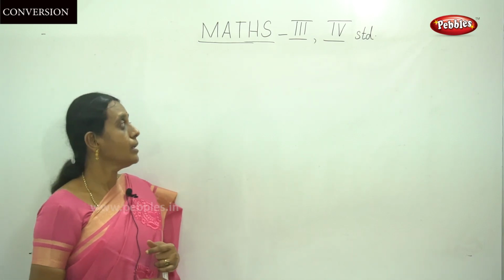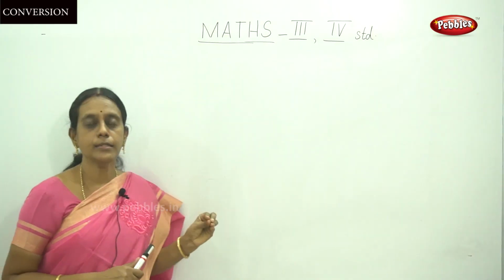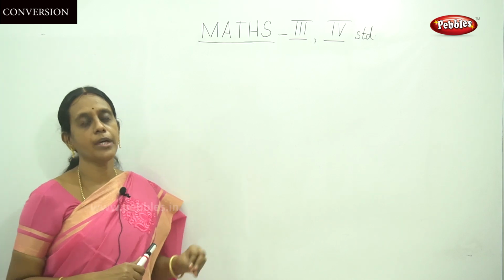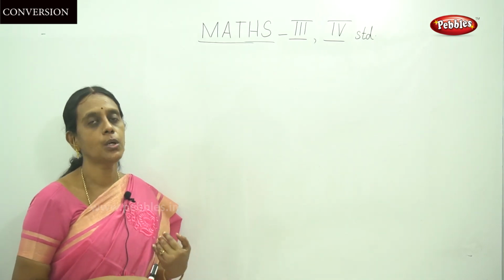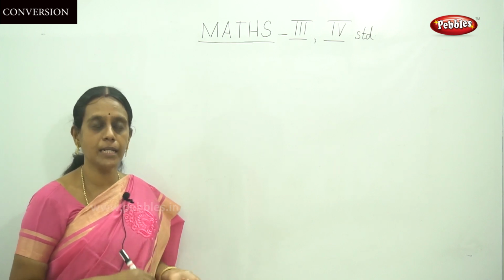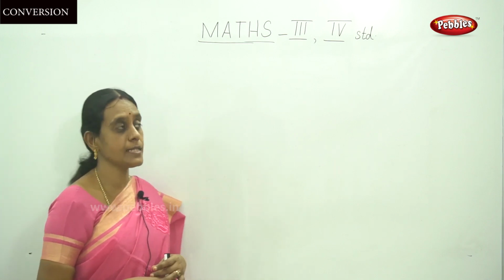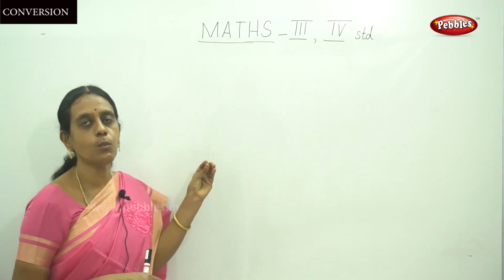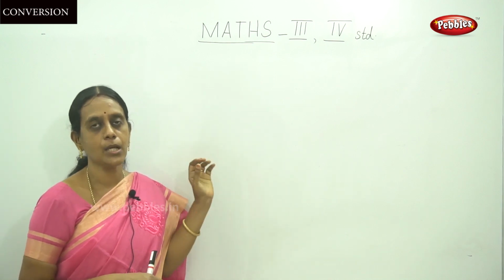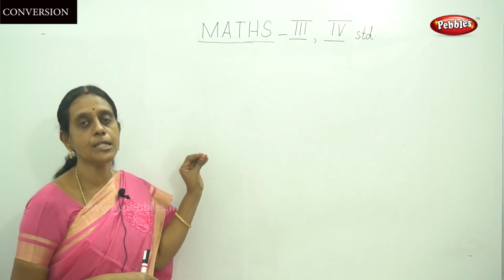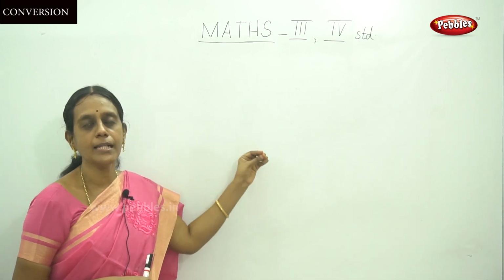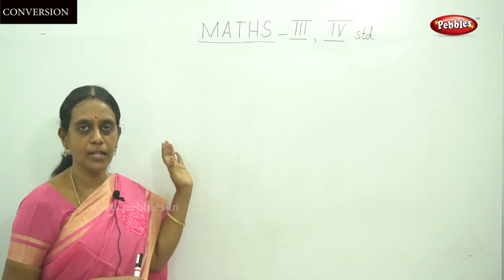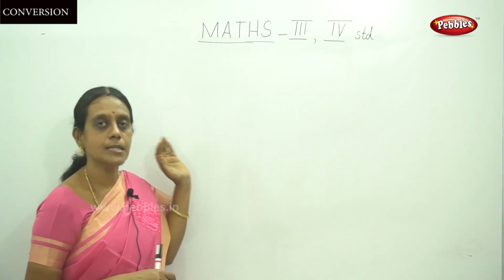Dear children, now we are going to learn conversion of rupees into paise and conversion of paise into rupees. How to convert money into paise? Simple: 1 rupee is equal to 100 paise. So the given rupee amount is multiplied by 100, and you get the answer in paise. Let me show with an example sum.